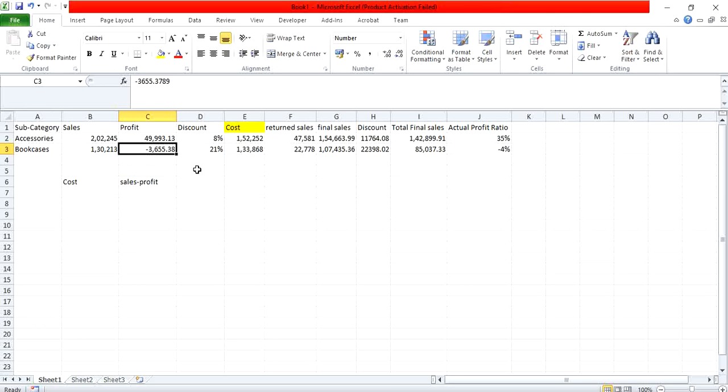When you are charging higher than your cost price, and still you are making losses, why? The why question will come, and it will haunt you. Here it is so obvious that we see the cost is high and the sales price is low, and that is the reason we are getting the loss. And this is very, very much possible.